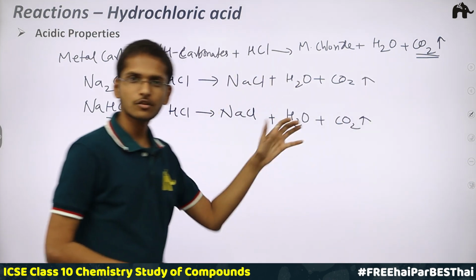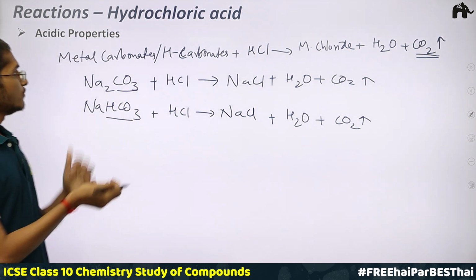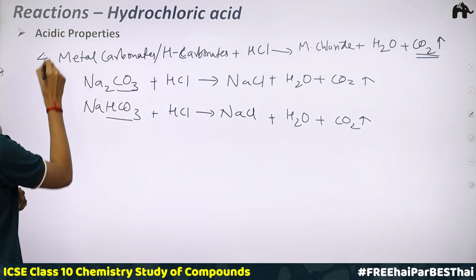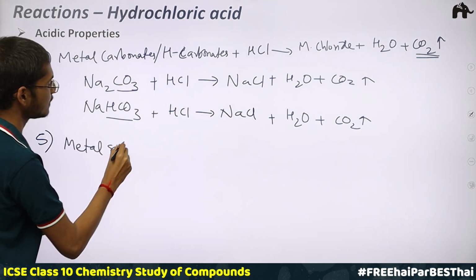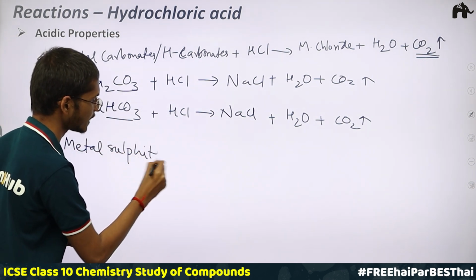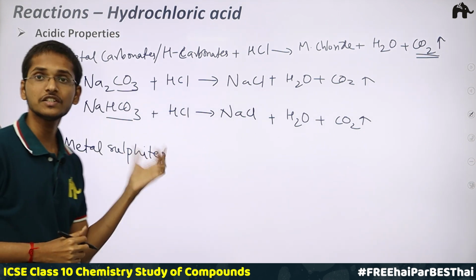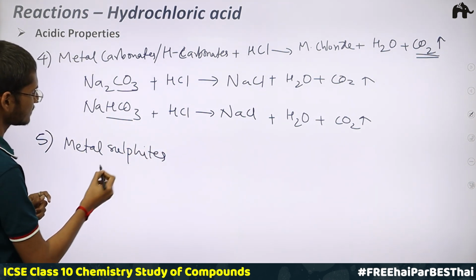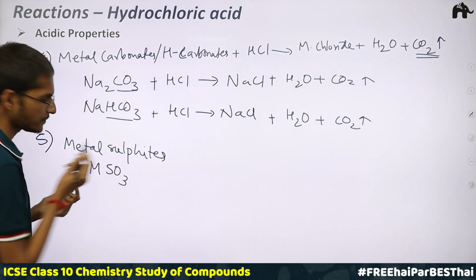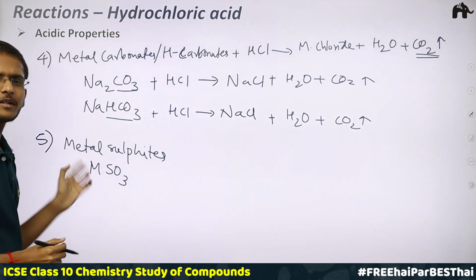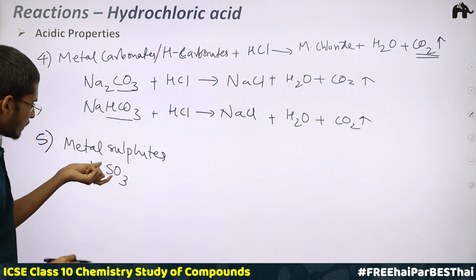Now you balance this reaction on your own, that's fine. Now moving ahead to, this was the fourth one, metal sulfites. Sulfites, S-U-L-F-I-T-E-S. Their formula is like this: metal and then SO3. Based on the valency of the metal, you can make the correct formula. So the SO3 group is there.